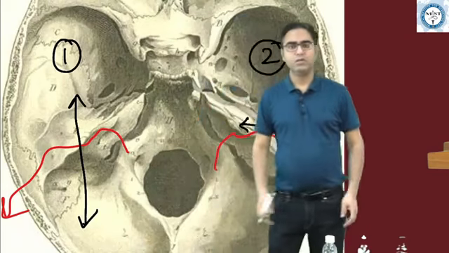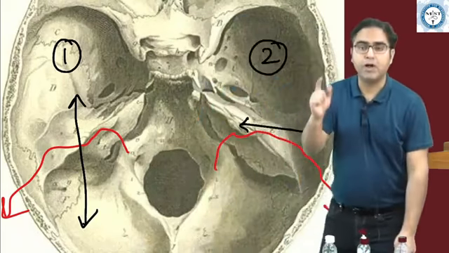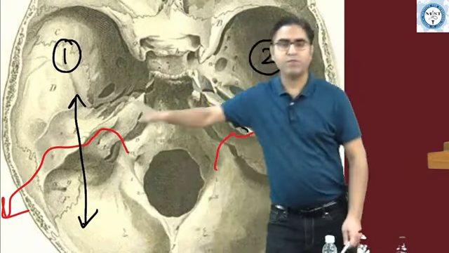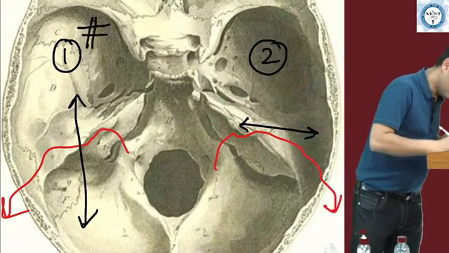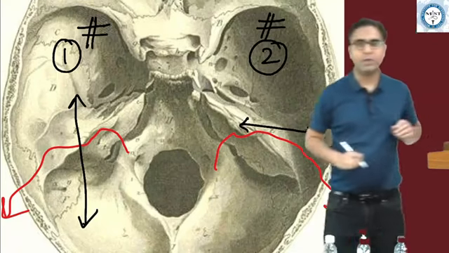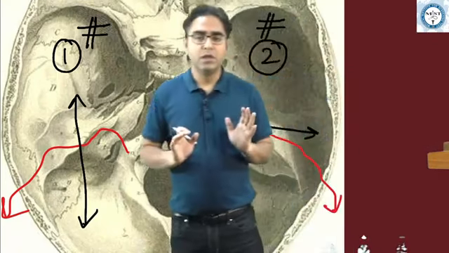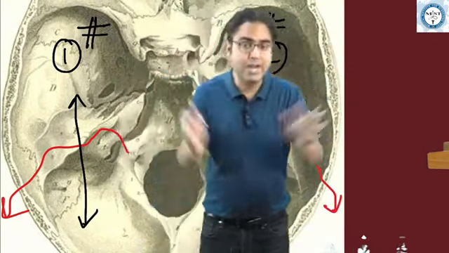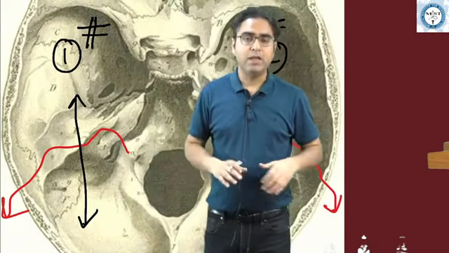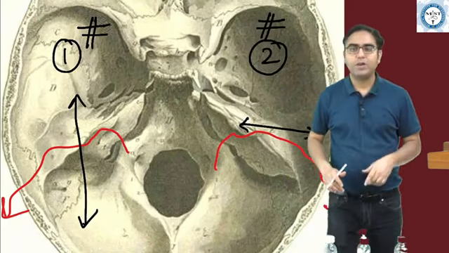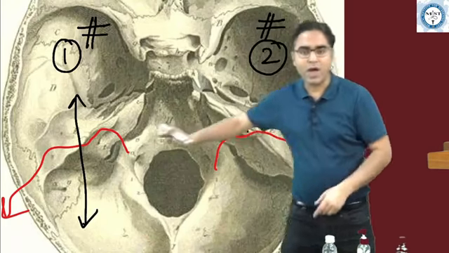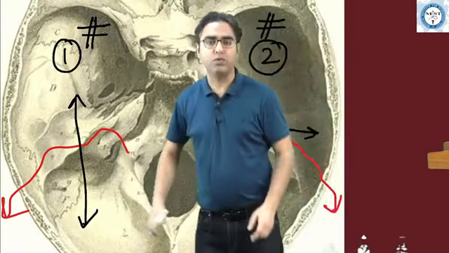Which fracture will cause immediate facial nerve palsy? Fracture number 1 or fracture number 2? There are two types of fracture I'm showing you. You have to tell by common sense, which you have in abundance, which fracture will cause immediate facial palsy. Yes, fracture number 1, because it is cutting the nerve through and through.